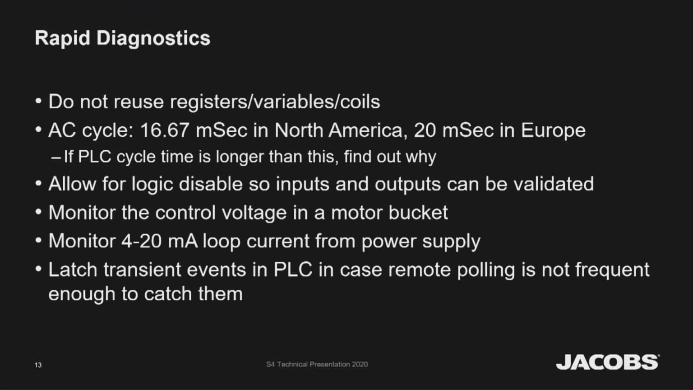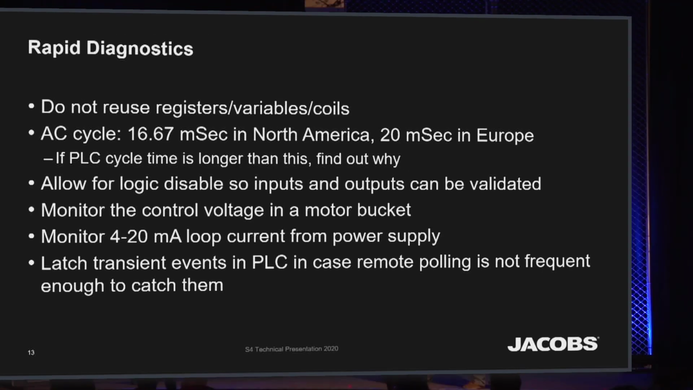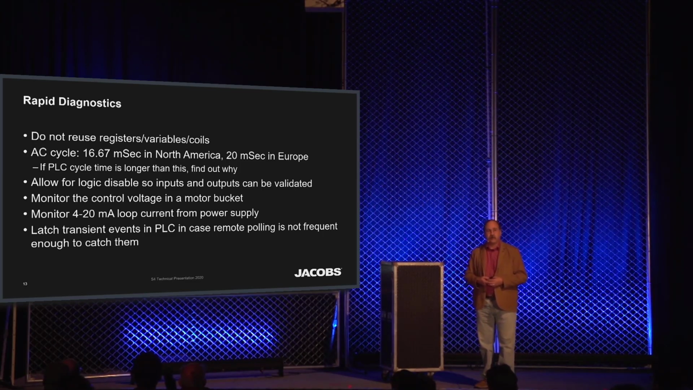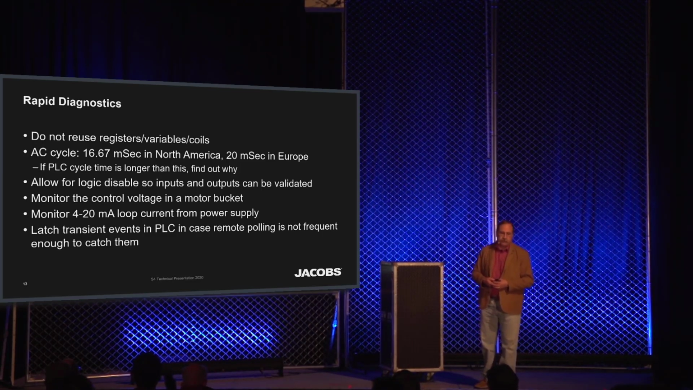In terms of diagnostics, keep a couple of things in mind. In North America, we have 60 hertz AC. In Europe, it's 50. That cycle takes 16 milliseconds, or 20 milliseconds in Europe. If your cycle time in the PLC takes longer than that, you need to break the PLC code up, and you probably want to go find out what's using up all your time.